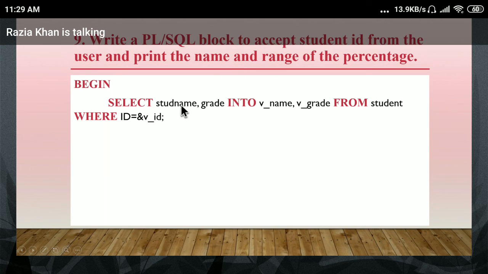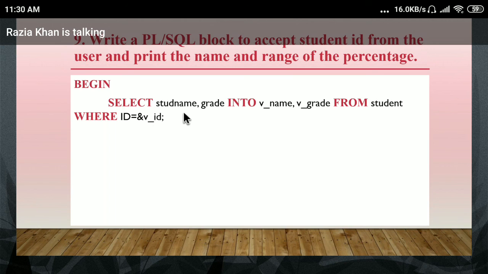If you write student name first, then here you have to write down that same variable, v name. If you are writing v grade first, and then v name second, then your v grade will store your name. So if you are writing student name first, here you have to write down the same variable, v name. If you are writing v grade, then your v grade variable will store the student name.